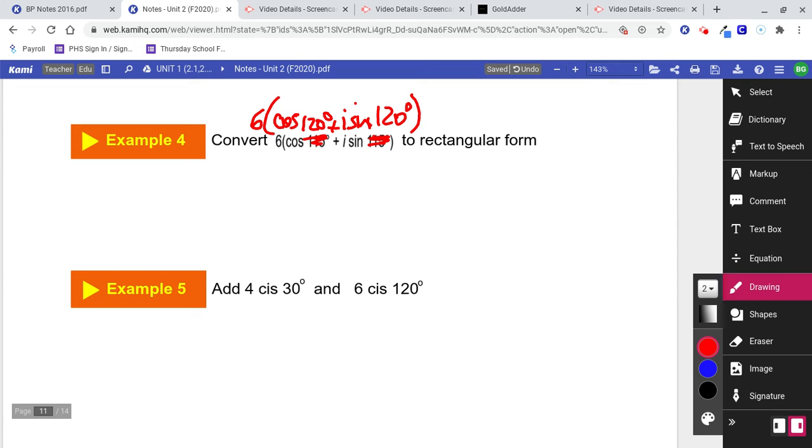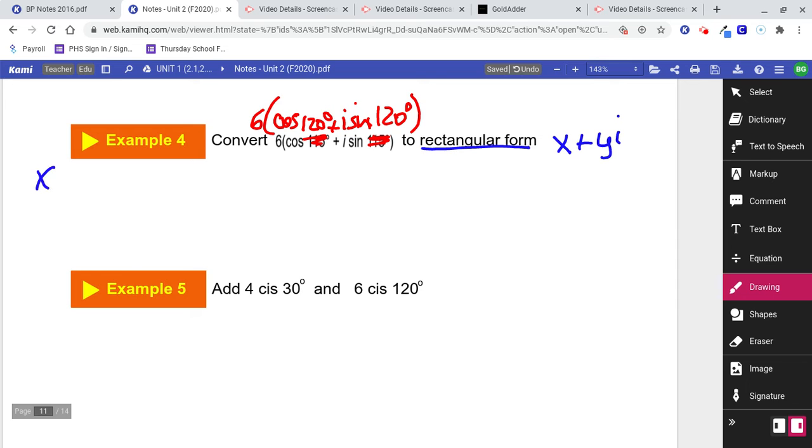Like that, okay? And we want rectangular form, so you've got to understand that rectangular form wants an x and a y. People that struggle with this lesson don't understand that. But I want x and y. And your formulas were x equals 6 cosine 120 and y equals 6 sine 120. So remember what I told you to do. I told you to split it up, okay?